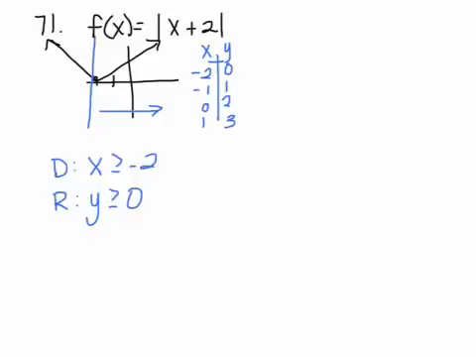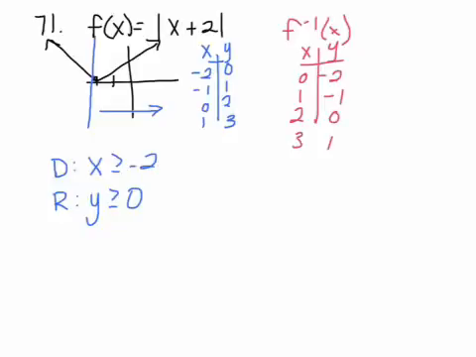I could plot those points and they would line up. So now, when I find the inverse, all I'm doing is switching these two numbers. So my inverse, let's call that f of -1 of x. If I make a table of values, I'm going to have 0, -2, 1, -1, 2, 0, 3, 1. And you can see right here, I'm just creating a line.